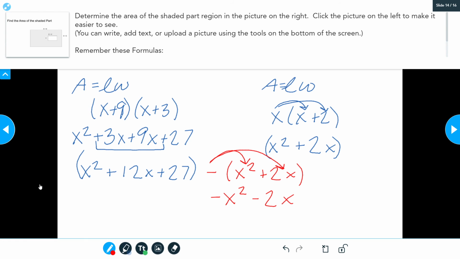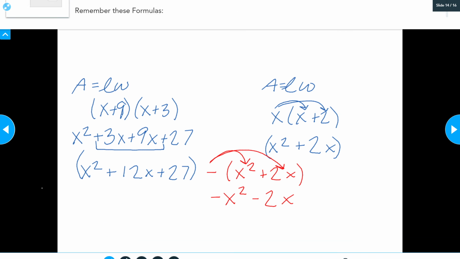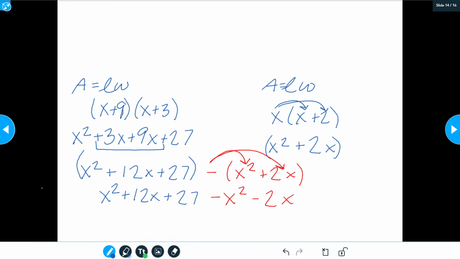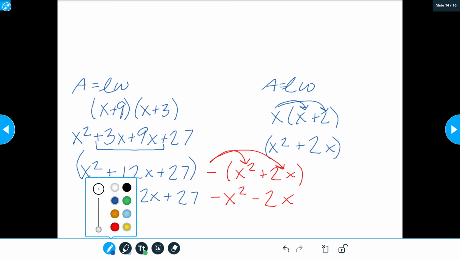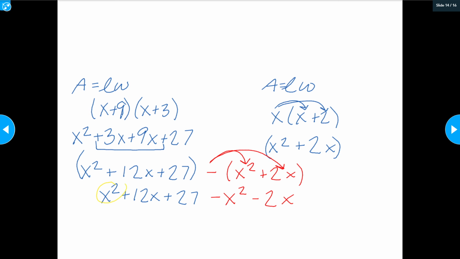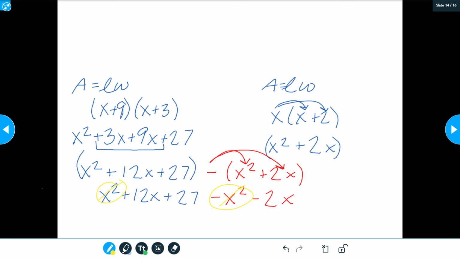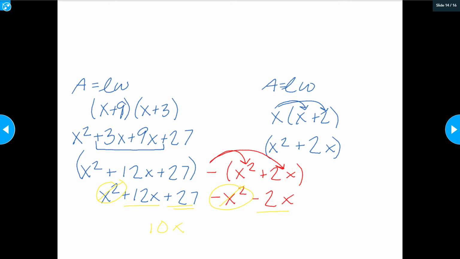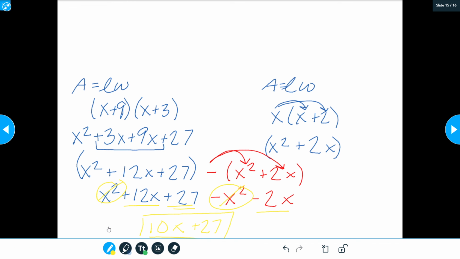I'm just going to drop down. Nothing changes over here on the blue side. So x squared plus 12x plus 27. And now I'm just going to combine my like terms. So let's look for like terms. X squared and negative x squared, they cancel each other out. I have 12x minus 2x. Well, that's 10x. And 27, there are no like terms. So 10x plus 27. And that's the area of our shaded region.